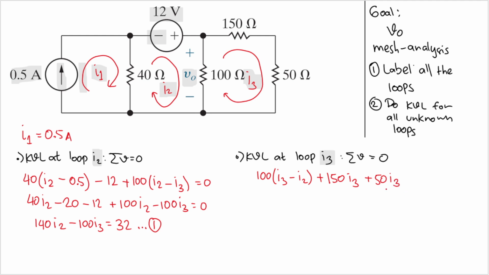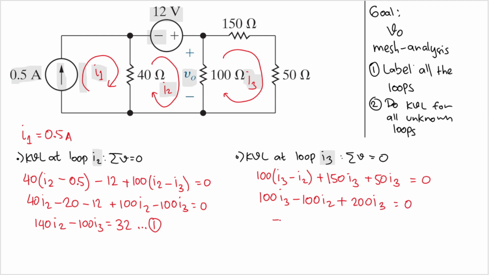And then we have done all for these loops, right? So all of that will equal to 0. Good. Now what can we do? We distribute this 100. So we'll have 100 I3 minus 100 I2, and then plus 150 plus 50, that will be 200 I3, and all of that will equal to 0.